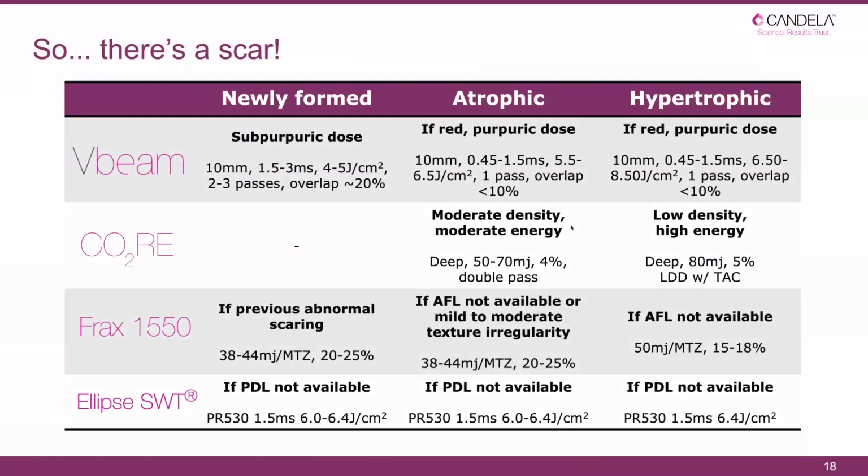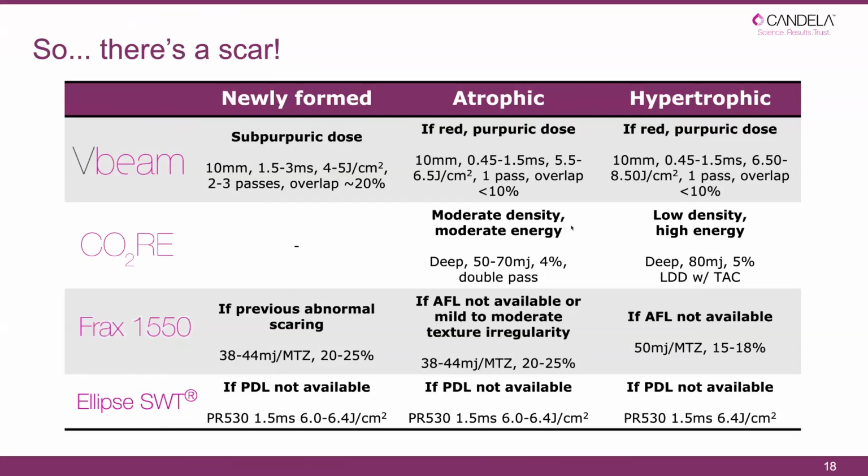And basically, arranging and organizing this by boxes and by devices. When we have a newly formed scar, we can use a V-beam with this kind of settings. And if we don't have a V-beam, but we have a short banded IPL like the Ellipse, we can also induce this kind of response with purpura, with a short pulse, and consider using an ablative or non-ablative fractional laser if we have a previous abnormal scarring history.